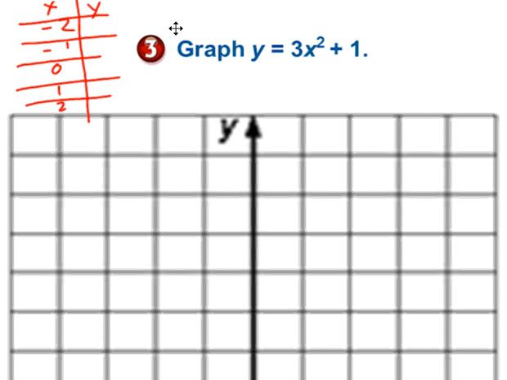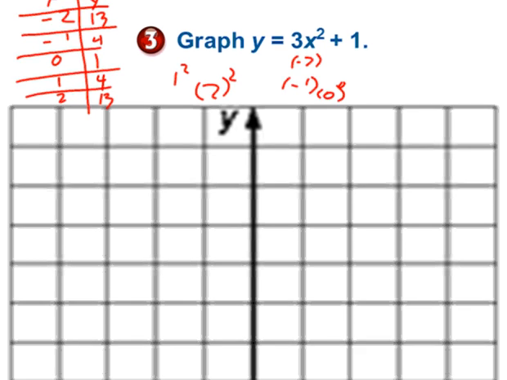So as I look at this here, negative 2 squared is 4. 4 times 3 is 12, plus 1 is 13. It's positive 13. Negative 1 squared is 1, times 3 is 3, plus 1 is 4. 0 squared is 0. 0 times 3 is 0, plus 1 would be 1. Positive 1 squared is 1, times 3 is 3, plus 1 is 4. And 2 squared would be 4, times 3 would be 12, plus 1 would be 13.